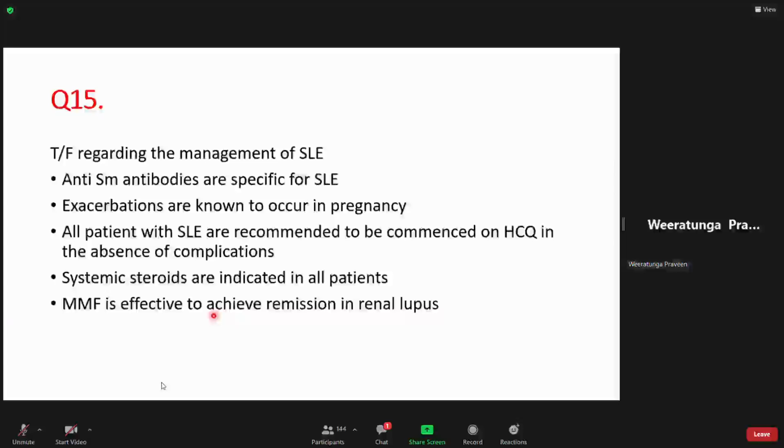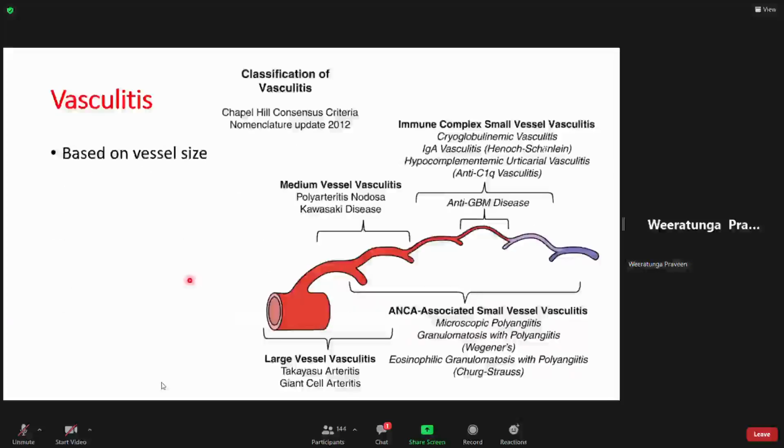So the idea that I need systemic steroids in all patients is a myth. And MMF or cyclophosphamide, both can achieve remission in renal lupus. Yes, Sajid, HCQ is given lifelong in patients with SLE. All patients with SLE, regardless of mild or severe, should be given HCQ. And remember the side effect of HCQ is bullseye maculopathy.